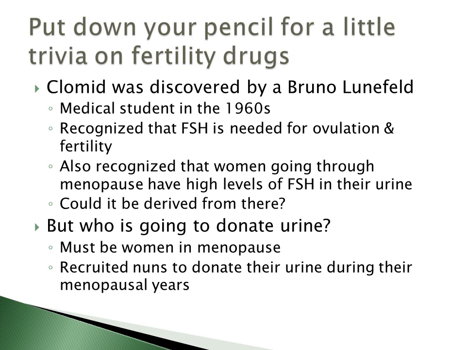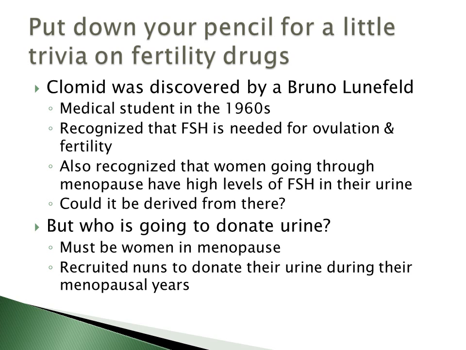It was discovered by a medical student in the 1960s. His name was Bruno Leuenfeld, and he made the connection that FSH is a hormone needed for ovulation and fertility. So oftentimes women who are having infertility issues have low FSH levels. So they were working on a project to try to figure out, well, how could we increase that? At this time, there wasn't any synthetic FSH, so they were trying to figure out, well, how do we get it? He also recognized that women going through menopause tend to have really high levels of FSH in their urine.